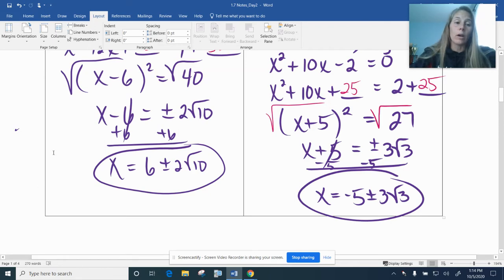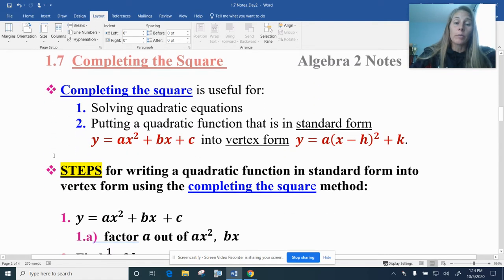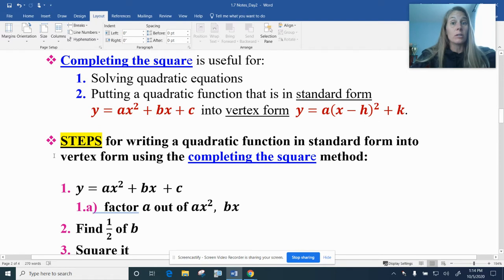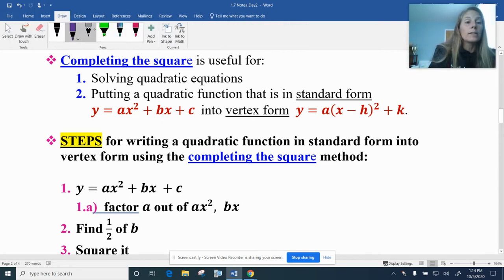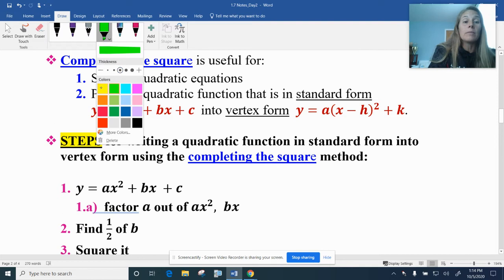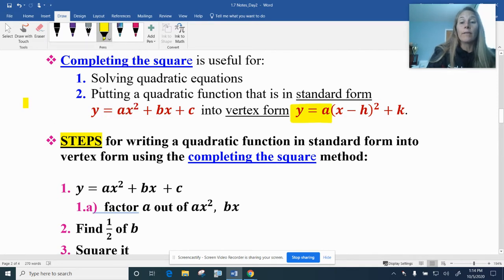Okay, so moving on, another thing that completing the square can be used for, in addition to solving quadratic equations, is putting a quadratic function that's in standard form into vertex form. Now, when I see vertex form, for me, it makes it much easier to graph or to find the corresponding graph, things like that, to find the vertex, identify that. So it's very useful to have it in this form in many cases.